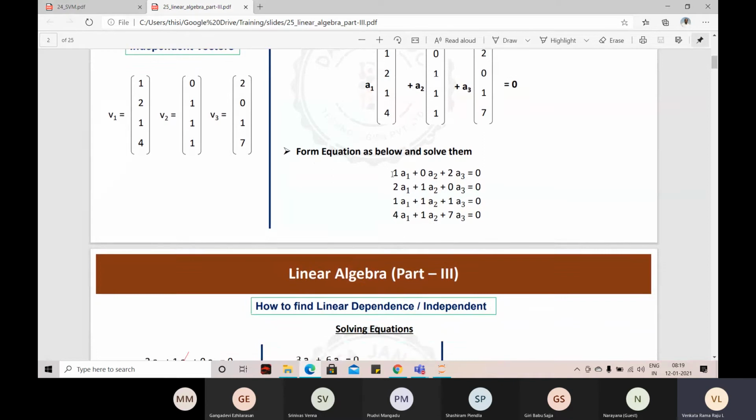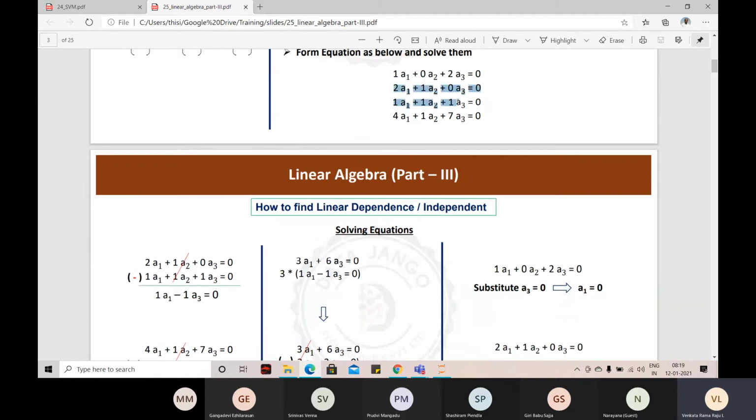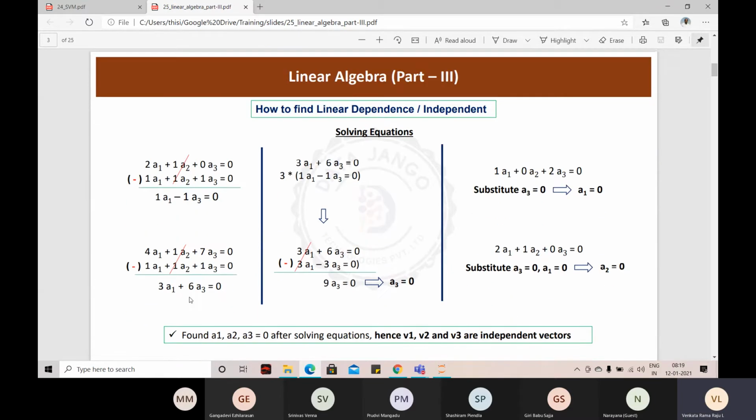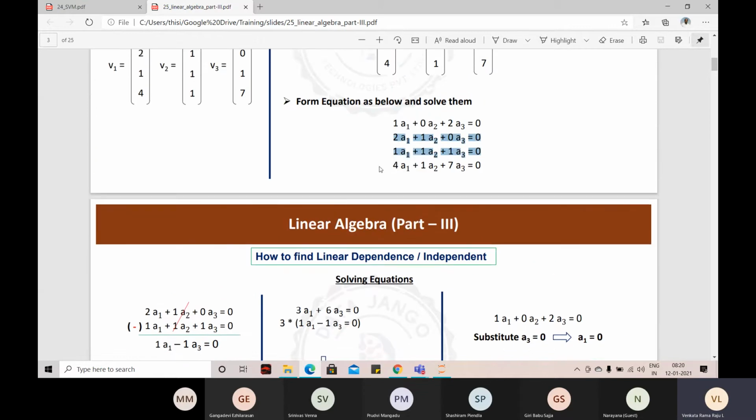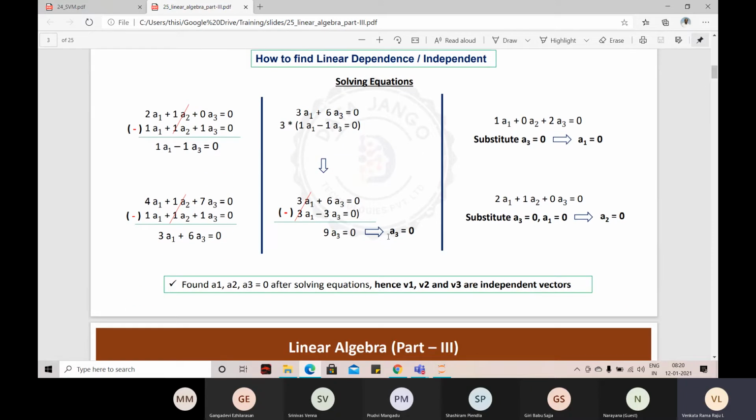Now I am solving the equations to find these a1, a2, a3 values. I took the second equation and the third equation and solved them. Then I took the fourth equation with the second and third equations and solved them. I got equations in a1, a3 terms. I solved them and got a3 equal to 0. I substituted that into one of the equations and got a1 equal to 0. So all coefficients are 0. So they are independent.